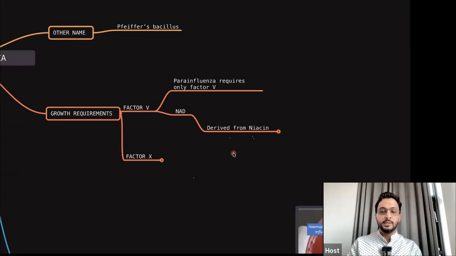So factor 5 is NAD, and it's derived from niacin. And one more thing, we are talking about which bacteria? Haemophilus influenzae. Haemophilus influenzae requires factor V and factor X, whereas parainfluenzae, another related bacteria, requires only factor 5. You can get a question like this: parainfluenzae growth requirement is factor 5, factor 10, both A and B? The answer is factor 5. If it is Haemophilus influenzae, factor 5, factor 10, the answer is both A and B. They are derived from niacin.